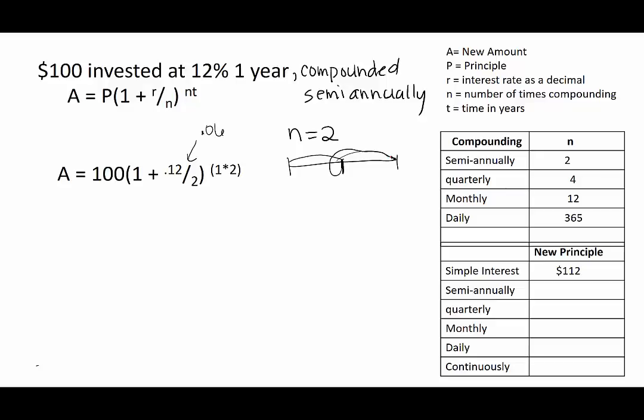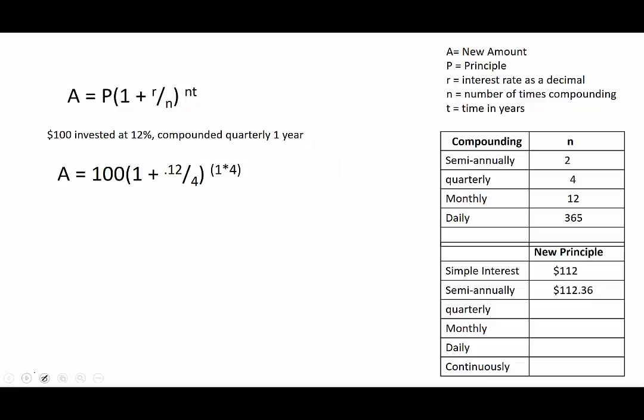Hopefully you can see that at the end of the year, you will have more money. During the second half of the year, there was more money in the account to calculate interest on. So R is 12 divided by 2, time is 1, and the number of times of compounding is 2. These actually got switched. So plug it into your calculator and see what you get. So this time, after a year, when you stop in the middle to calculate the interest and throw that money into the account, you have $112.36.